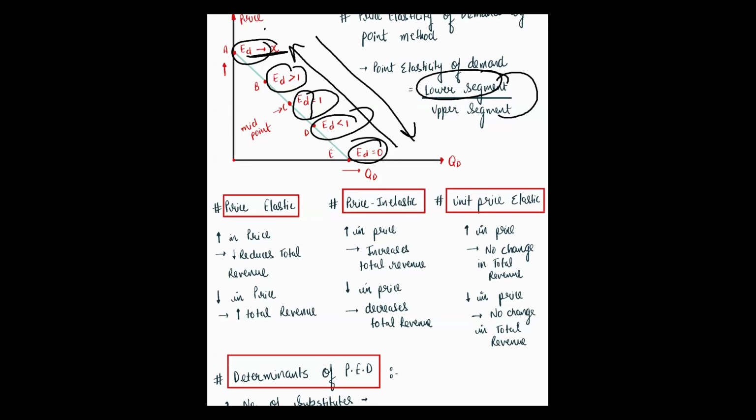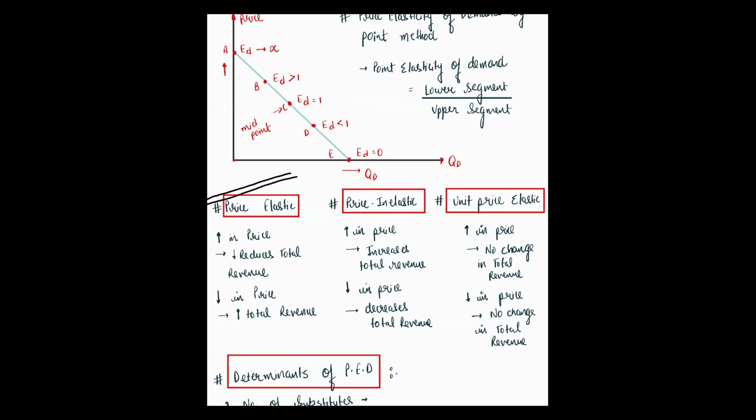So it is perfectly elastic, relatively more elastic, unit elastic, relatively inelastic and perfectly non-elastic. So नीचे से ऊपर elasticity बढ़ रही है, ऊपर से नीचे price elasticity घट रही है. And you should remember this thing for total revenue. Total revenue का formula क्या है? Price into quantity of demanded sold. Is it clear? So you will remember this.